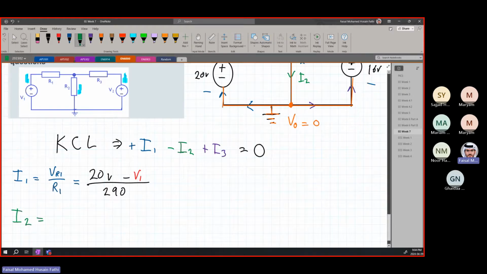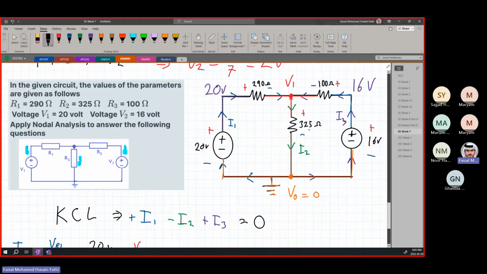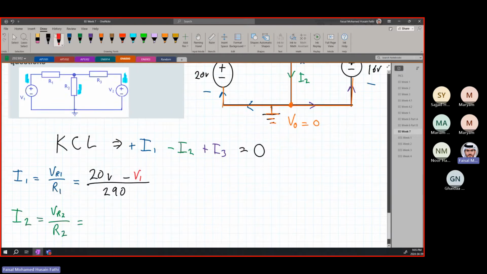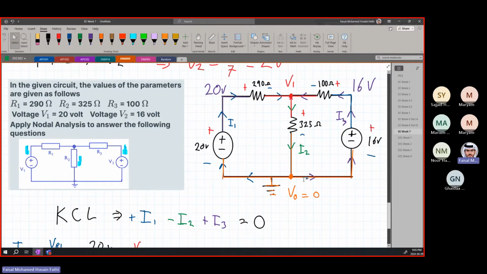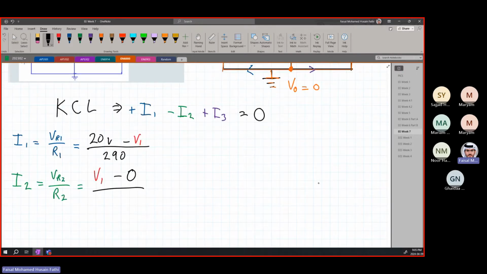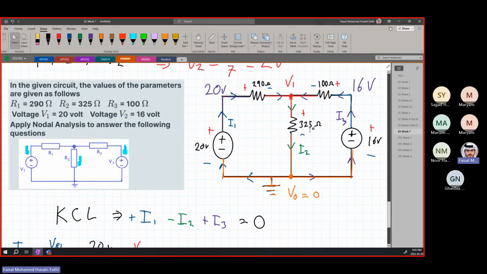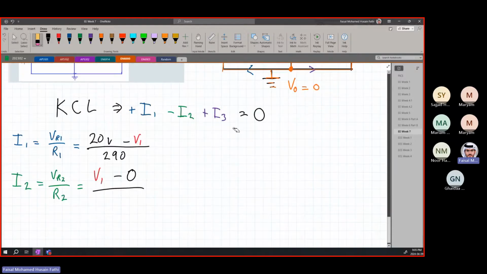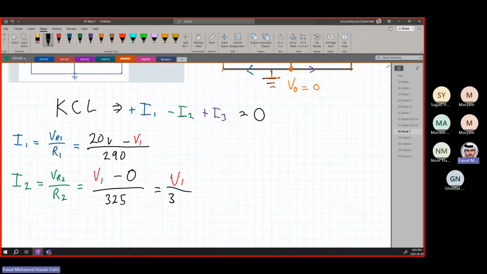I2 is equal to VR2 over R2, which is equal to, again, we are going to look at it directly. R2 is the one in the middle. What's next to the plus? It's V1. So we're going to write V1 minus, what's at the bottom? 0, the ground. So it's V1 minus 0 over, sorry, not over 290, over R2, the resistance R2. What's the resistance R2? 325 ohms. In other words, this is equal to just V1 over 325.